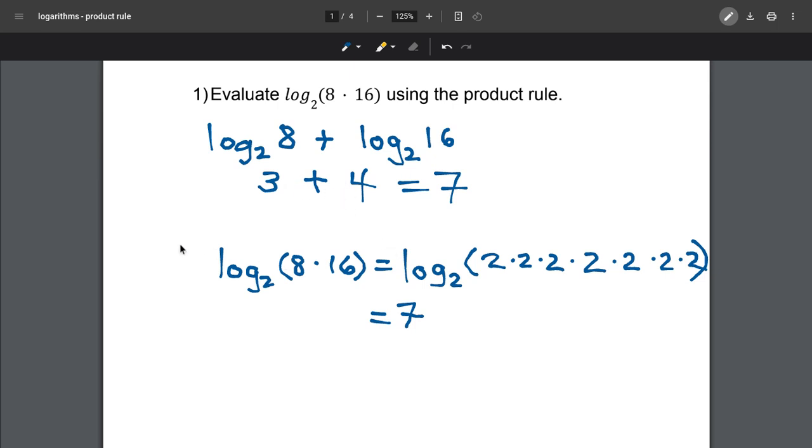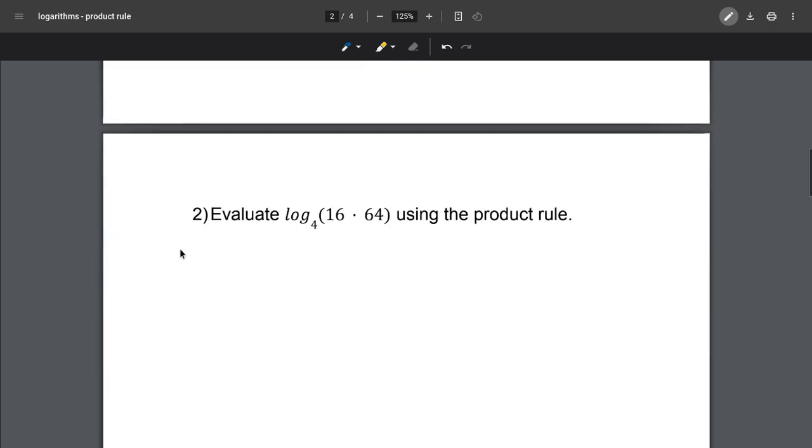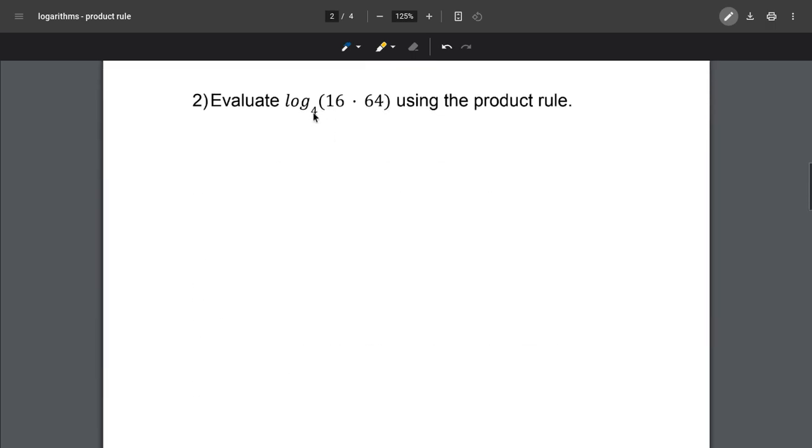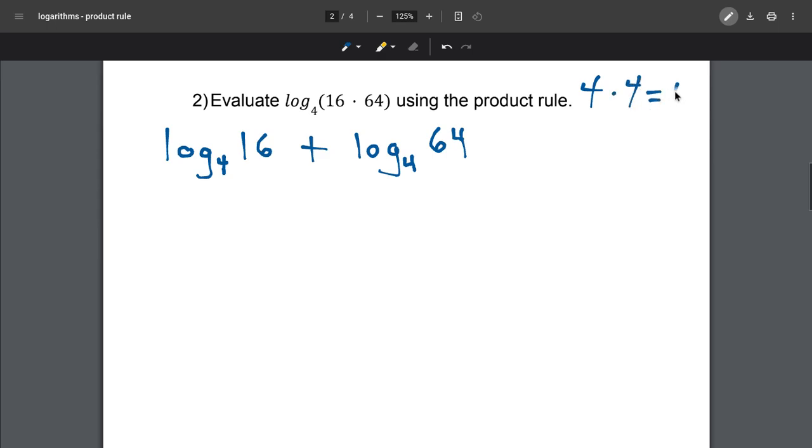Okay, let's try another one and let's see if you're getting the concept here. So this next one, we are evaluating log base 4 of 16 times 64. We can break this apart into log base 4 of 16 plus log base 4 of 64. So first off, we want to think, how many 4's do we multiply to get 16? Well, 4 times 4 equals 16.